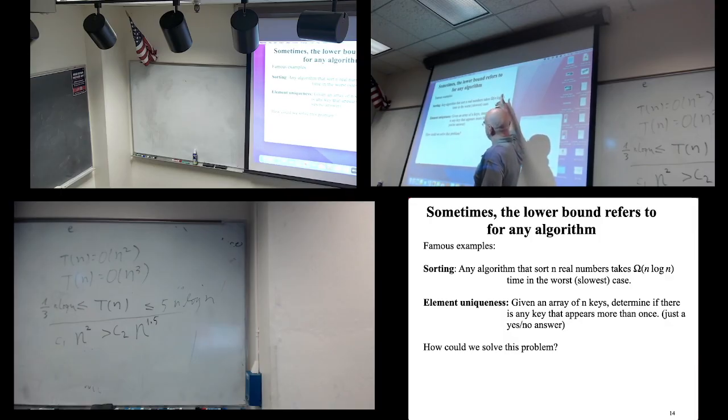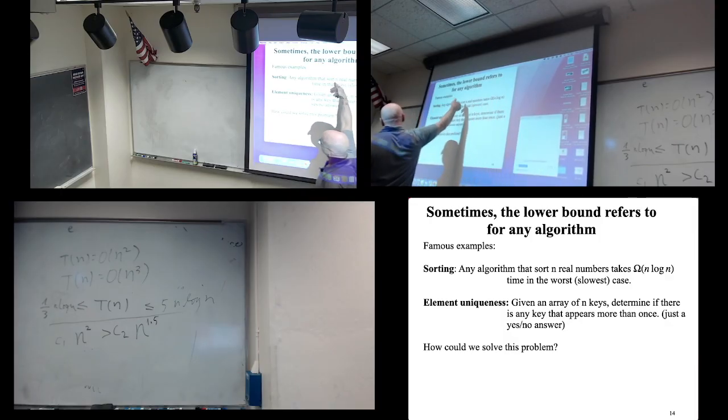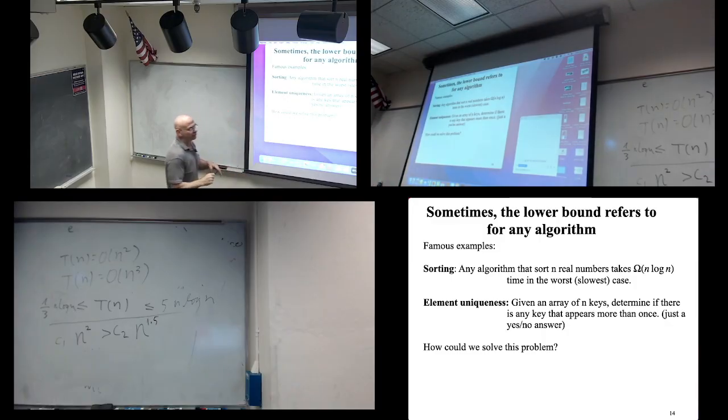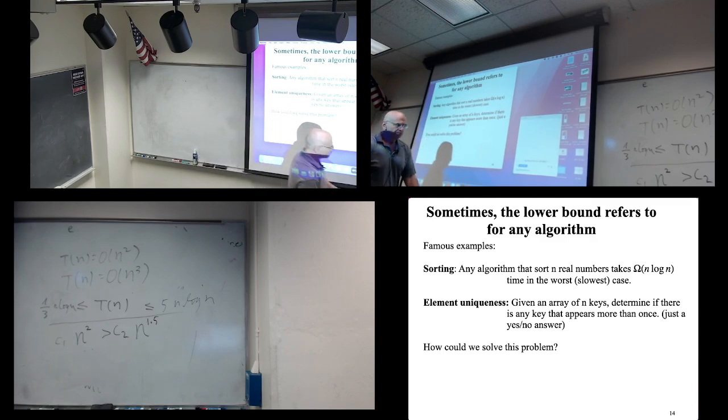I'll be able to generate one input that your algorithm is not very fast on. For every algorithm, I'll be able to match it with a bad input that causes the algorithm to run in at least omega of n log n, not faster than n log n.